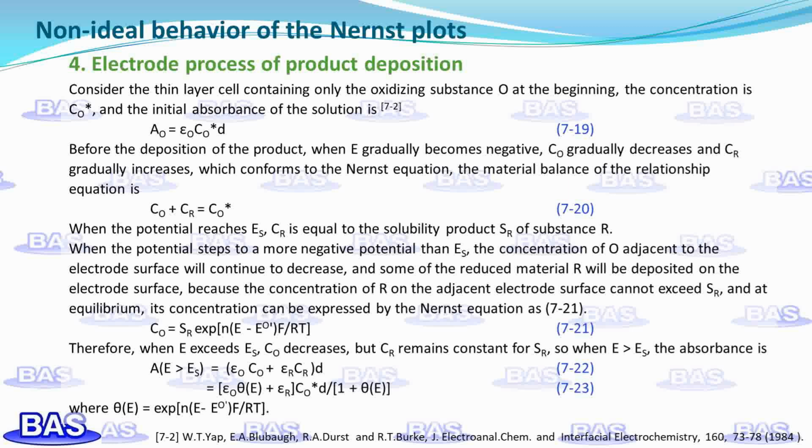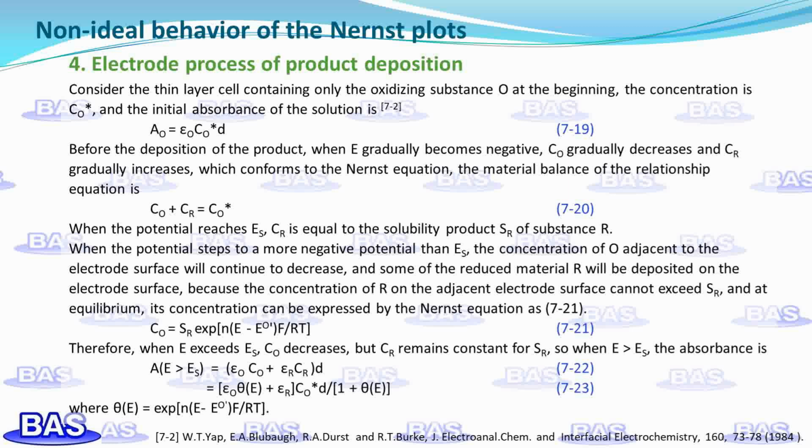When the potential steps to a more negative potential than Es, the concentration of O adjacent to the electrode surface will continue to decrease, and some of the reduced material R will be deposited on the electrode surface, because the concentration of R adjacent to the electrode surface cannot exceed SR, and at equilibrium, its concentration can be expressed by the Nernst equation as 7.21.